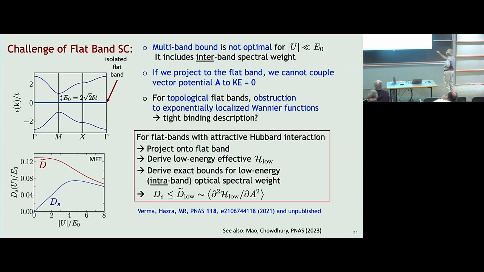So first of all, if you use the multi-band bound that I've been talking about, it's not optimal because the multi-band bound is up here, whereas the superfluid stiffness is down there. If we project to the flat band, as I already said, we cannot couple to the vector potential. And if you have a topological flat band, there is an additional problem that you have to face because you have an obstruction to finding exponentially localized Wannier functions. So at least for flat bands with attractive Hubbard models, we have made progress by projecting onto the flat band, deriving a low energy effective Hamiltonian, and even for topological flat bands, finding an upper bound on the stiffness. And this is work in this paper.